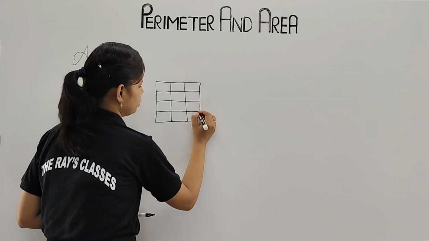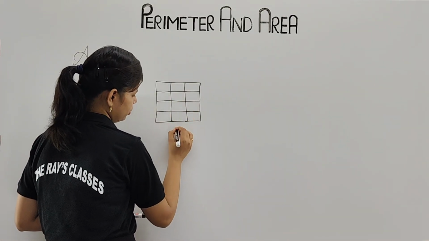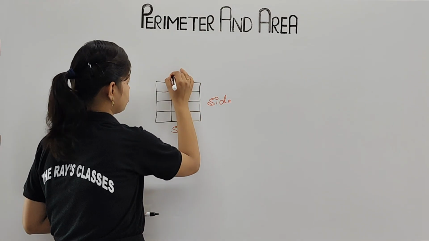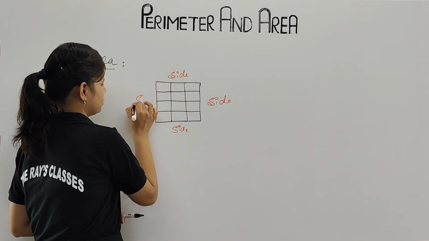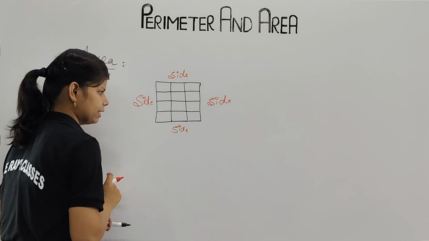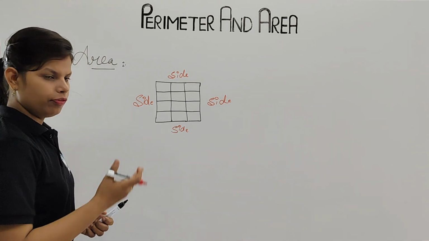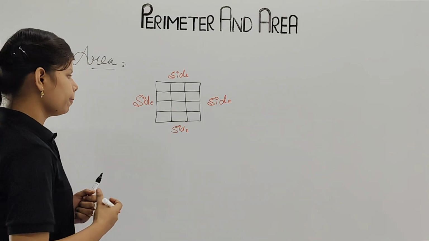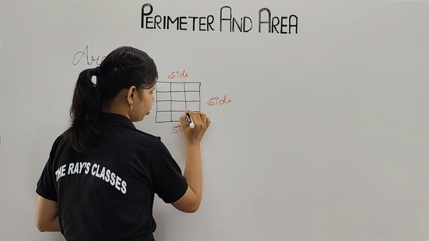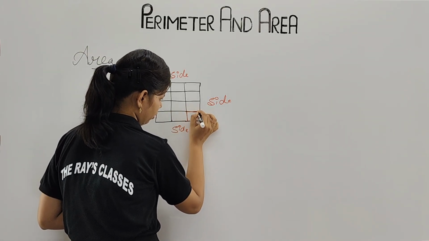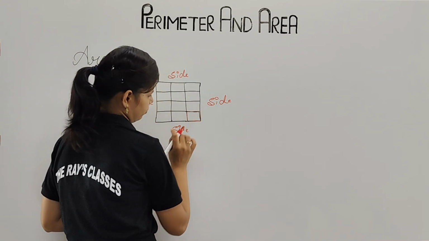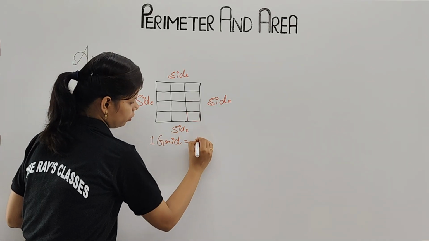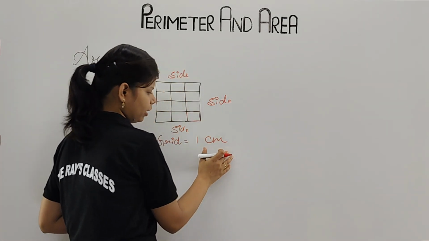If this shape is a square, this is its side, this is also a side, this is also a side, and this is also a side. Please try to understand: all 4 sides of this figure are equal because we already know that this figure is a square. Now you can see this one box is one grid. One grid means one box. You can write one grid equal to 1 centimeter.